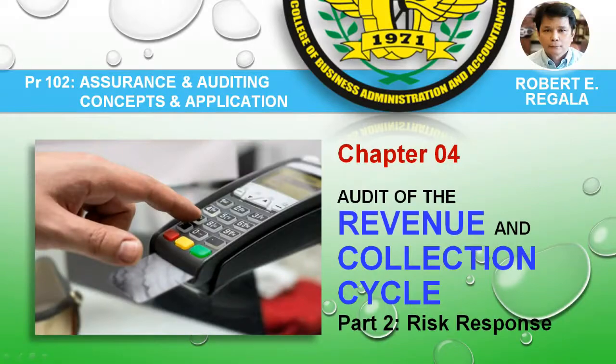Hi, it's Robert. Today we are going to discuss the detailed audit procedures the auditor performs when auditing the revenue and collection cycle. This is the second installment of the audit of the revenue cycle. Recall that part 1 covers the risk assessment phase of this cycle.